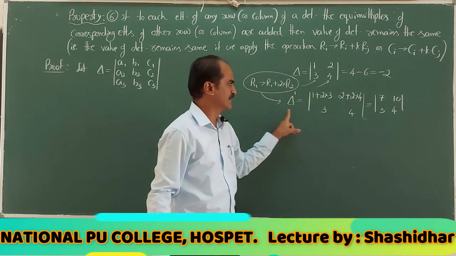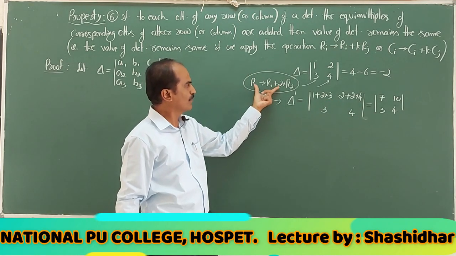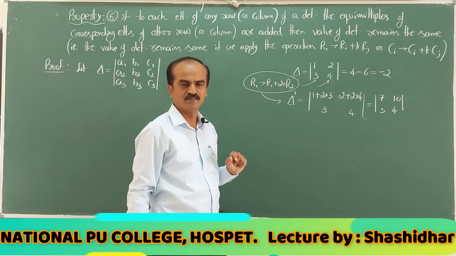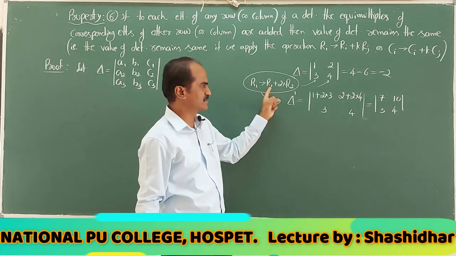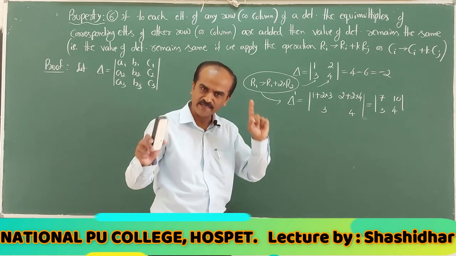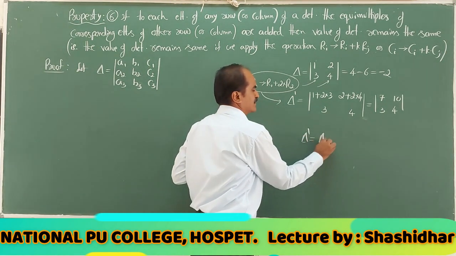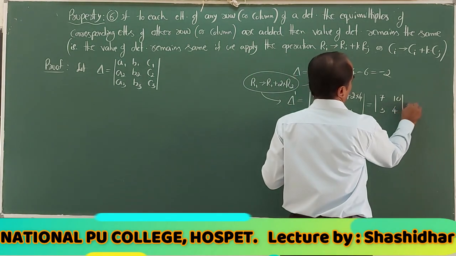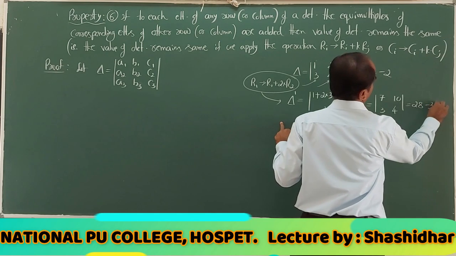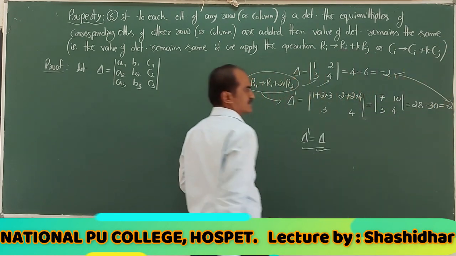How is delta dash obtained? By applying row operations on this delta. According to the property, even though you made this change, the value of the determinant remains the same. Delta dash will be the same as delta according to the property. Let us expand this. It is 28 minus 30, that is equal to minus 2. You are going to get the same.